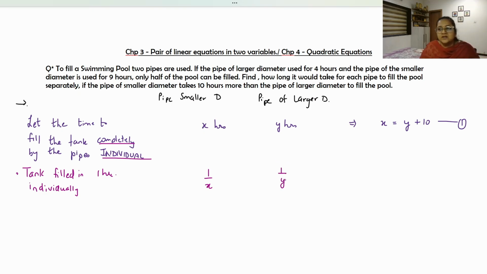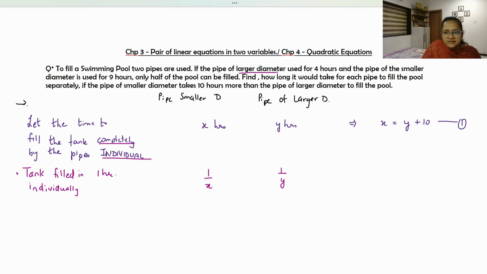I'll re-explain this part. Suppose a book contains 100 pages. If I finish reading the book in 10 days, then in one day, how many pages did I read? What we will do is total pages 100 divided by 10 days. So in one day, I finished 10 pages. Same way, the tank is filled individually by the pipes. So the first pipe is taking X hours. We don't know how many X hours. So in 1 hour, how much work was done? 1 upon X.